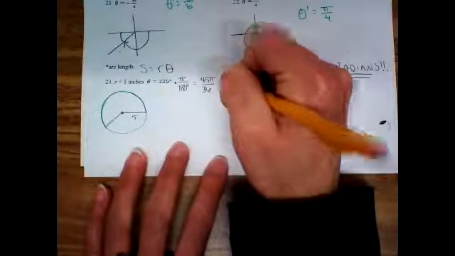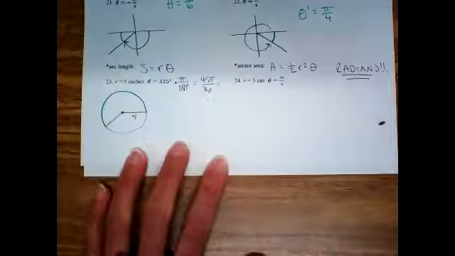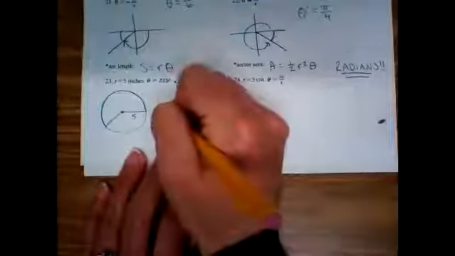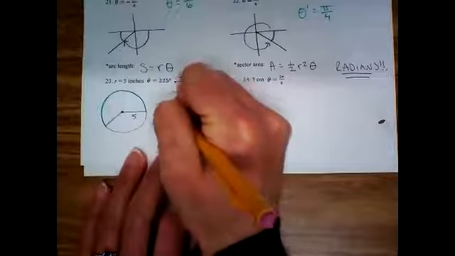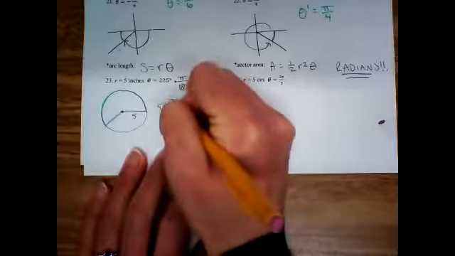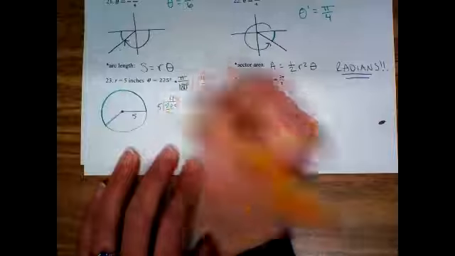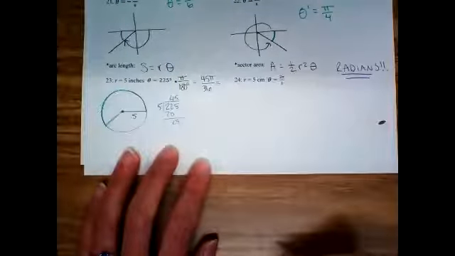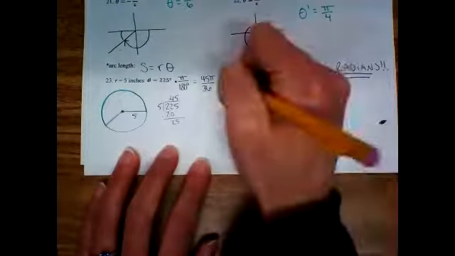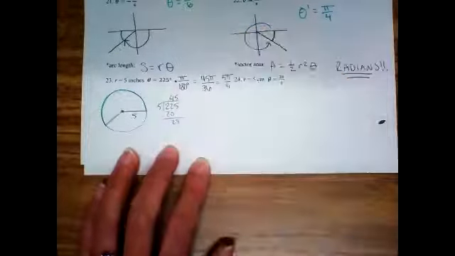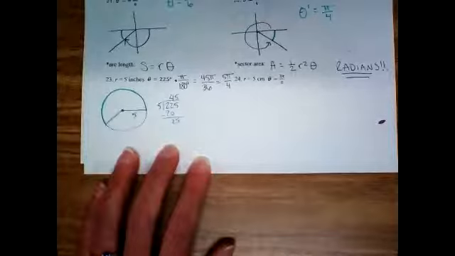No. Wait, I messed something up though. Did I do that wrong in my head? No, I did that right. So 5 pi, oh, 5 pi over 4. There we go. You're right. I said 6, but I meant 4. Phew. 5 pi over 4.